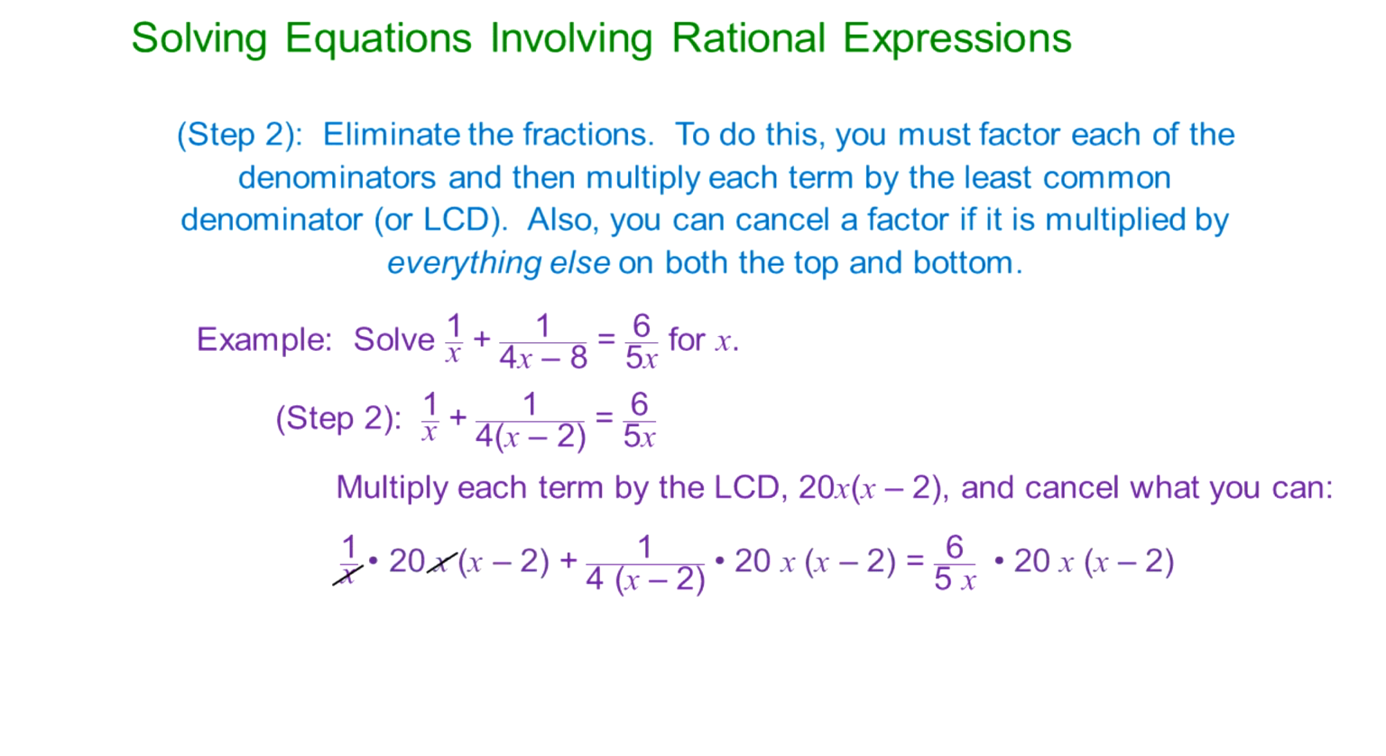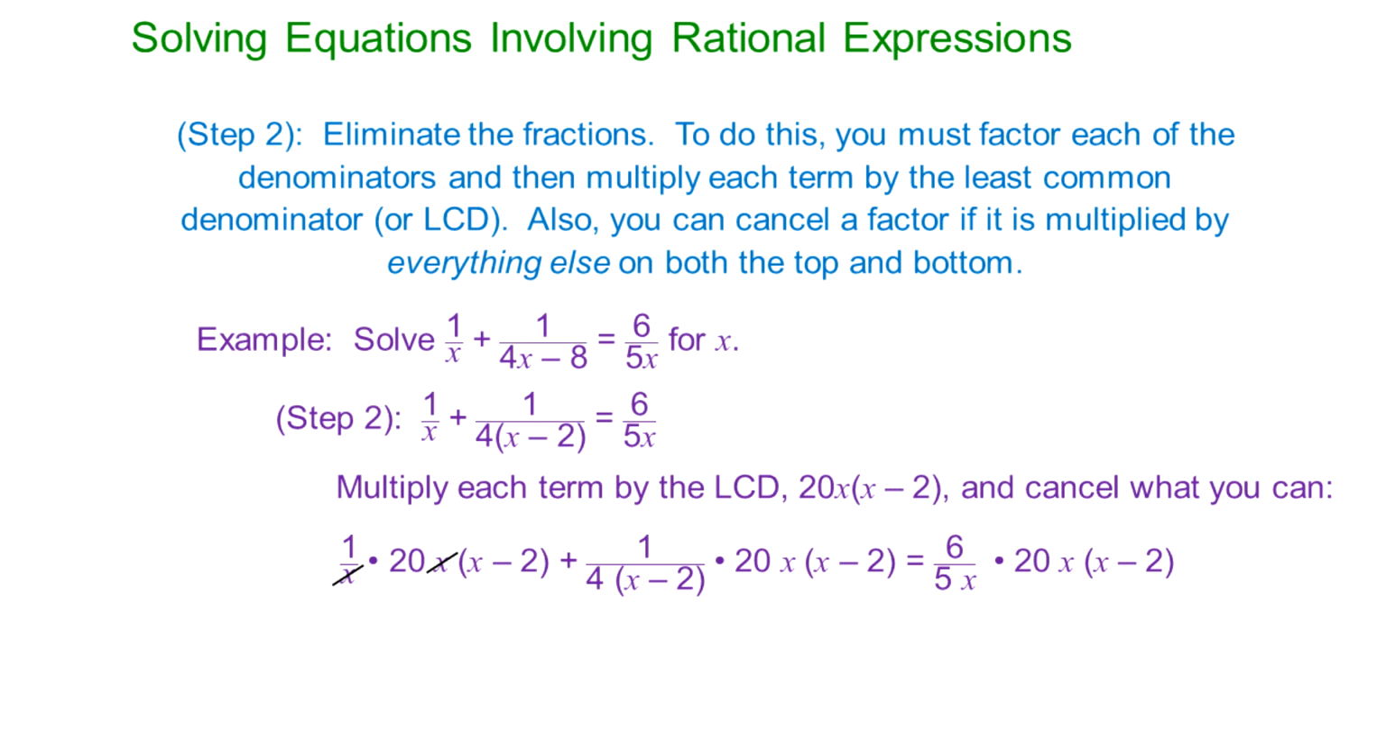And now I can use the rule that I talked about earlier that says that you can cancel something if whatever you want to cancel is multiplied by everything else on the top and bottom. In the first fraction, you have an x multiplied by everything else on the top and bottom, and so I can cancel those. Essentially, what I'm doing here is reducing the fraction by dividing both the top and bottom by the same thing.